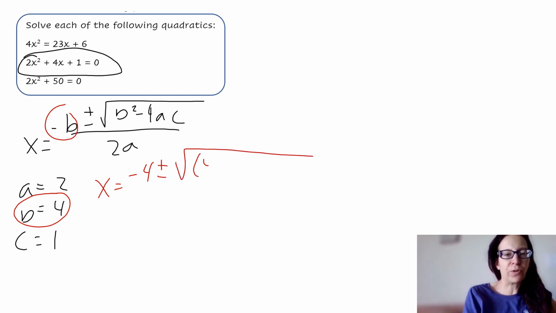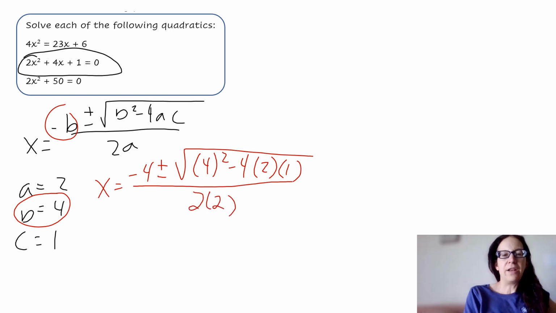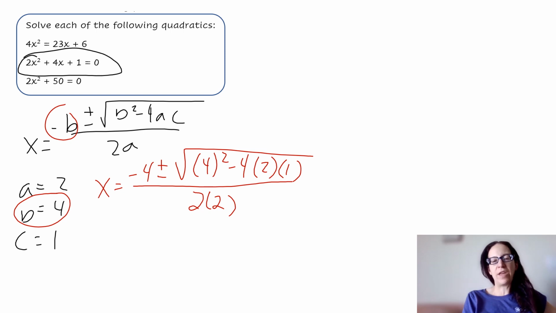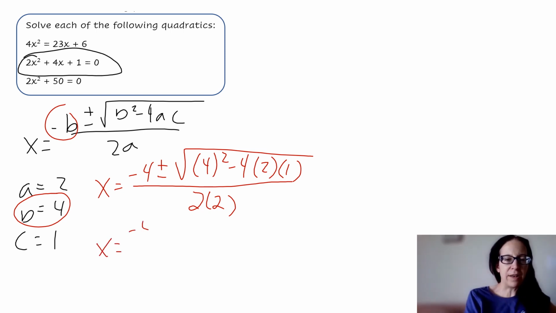I have been super clear in my classes. Put that in parentheses, because it sometimes causes a mistake, over 2 times A. And then use Desmos for everything it is worth, or use your handheld calculator if you are not using Desmos. Okay, so don't try to do this in your head. It's just rife with all kinds of mistakes. Okay, so we have -4 plus or minus, this will be 16 minus 8.